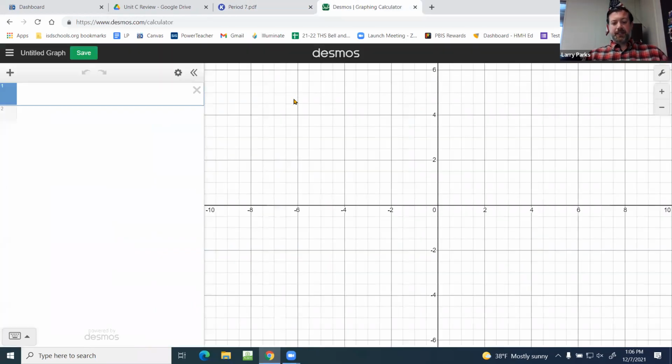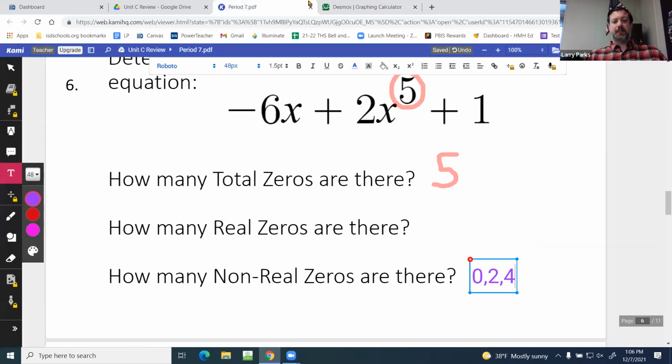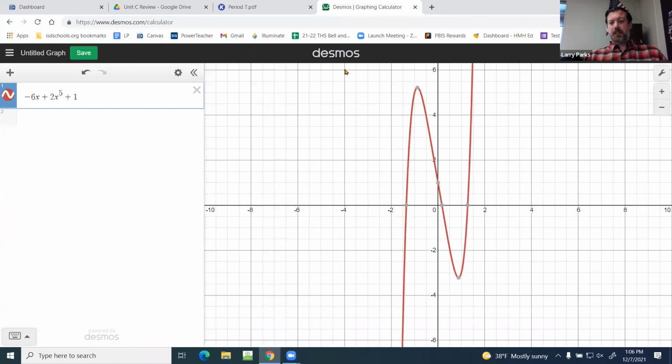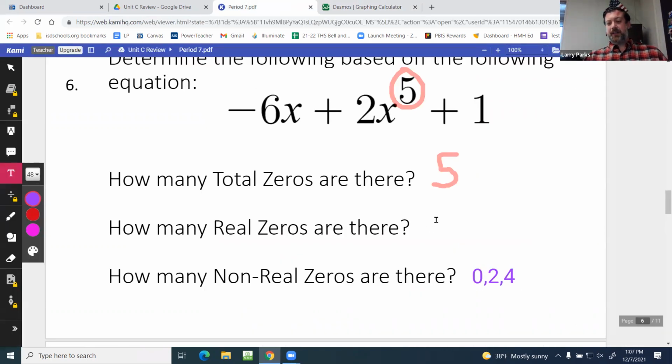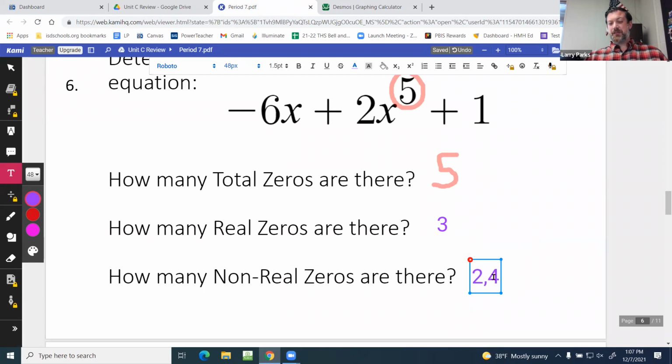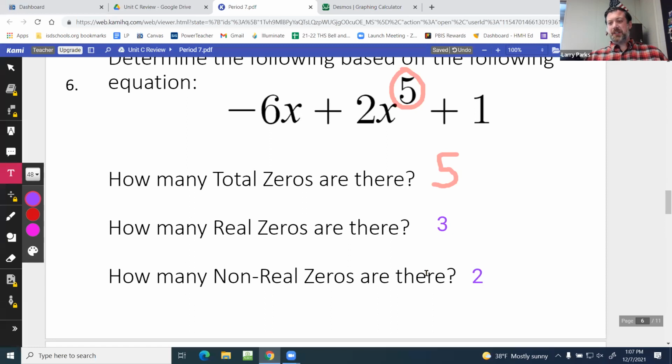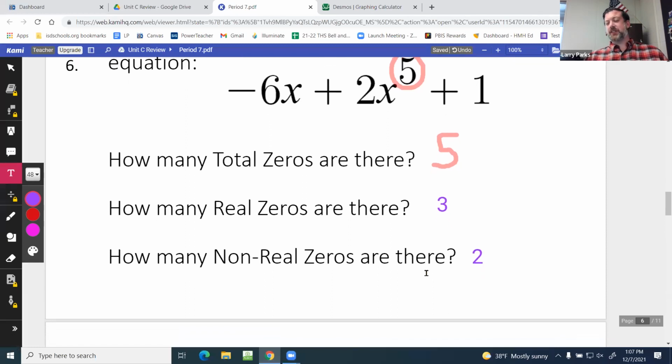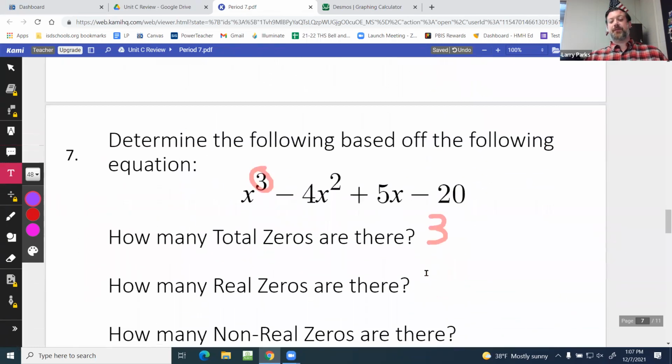So it's negative 6x plus 2x to the 5th plus 1. And I count 1, 2, 3 solutions. So this would be 3. And so 3 plus what is 5? That would just be 2. So this has to be 2. Okay. Just remember, this number must always be even because non-real zeros always come in pairs.